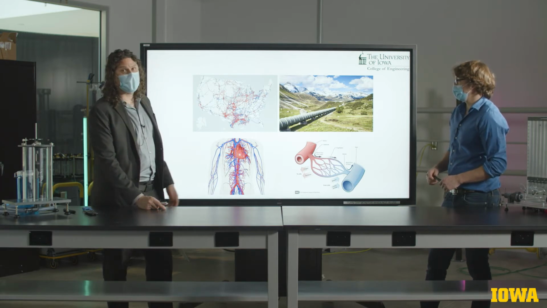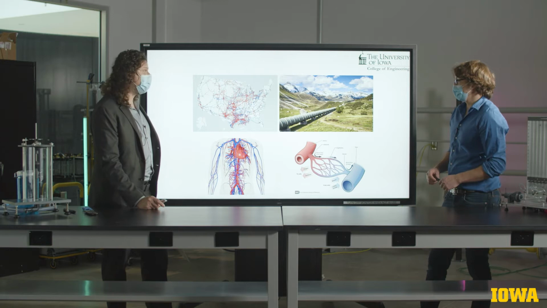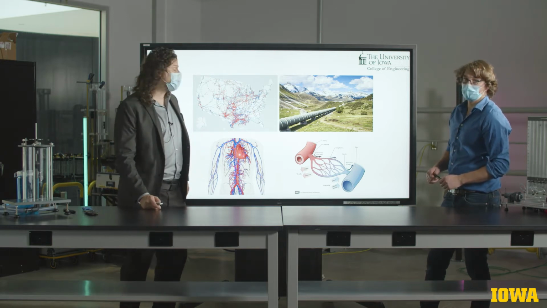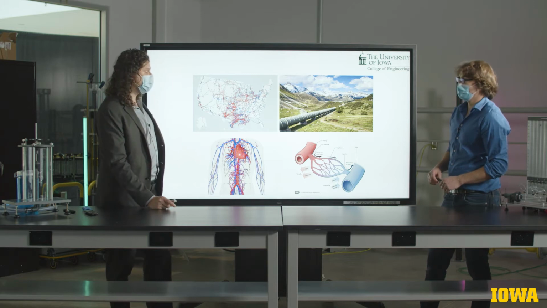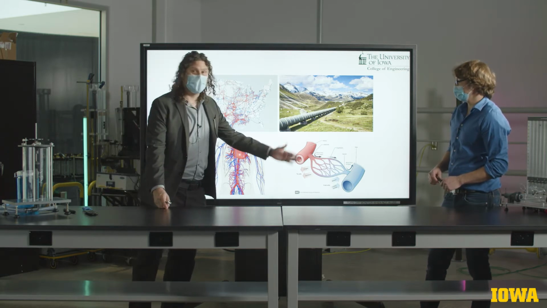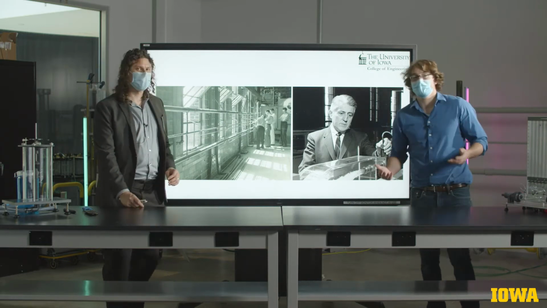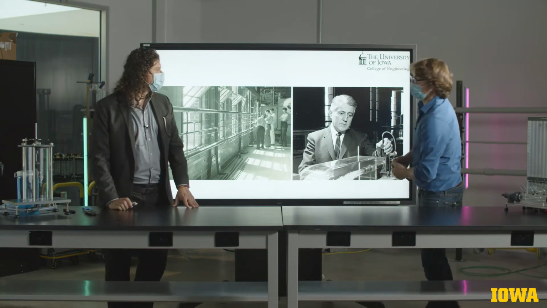And those networks are actually also reflected in our body. A lot of what we learn in terms of flow in pipes applies to how blood moves through our veins and arteries. That's right. So the particular experiment we're going to be showing you today has a little bit of a historical background here at IIHR and the University of Iowa.